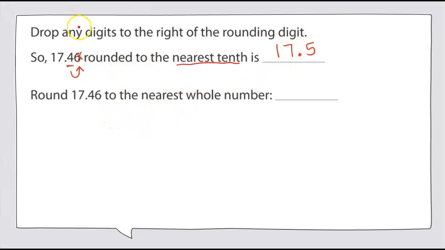Now here's a new direction. It says round to the nearest whole number. Now a lot of you got confused on this one today. You're not looking at the entire number of 17.